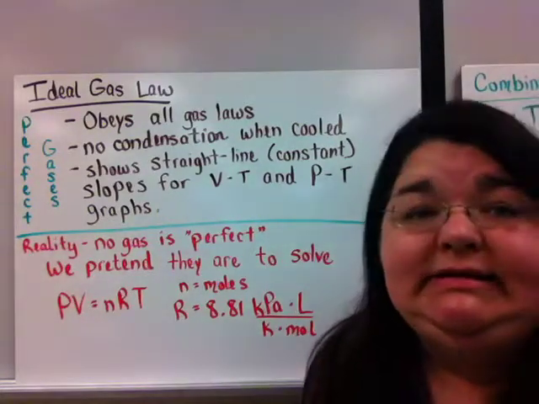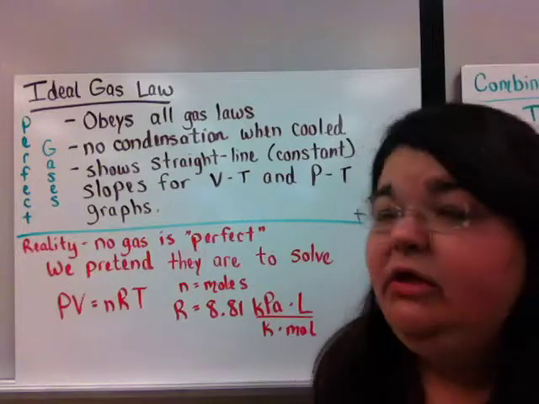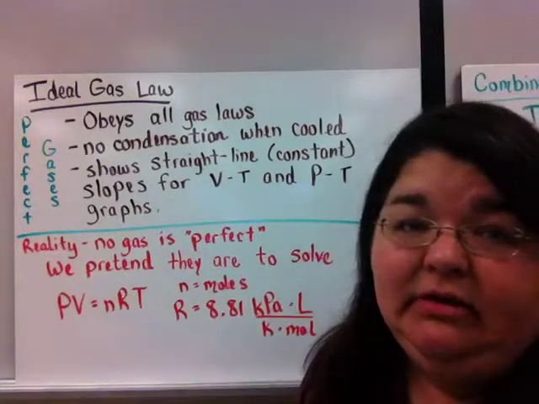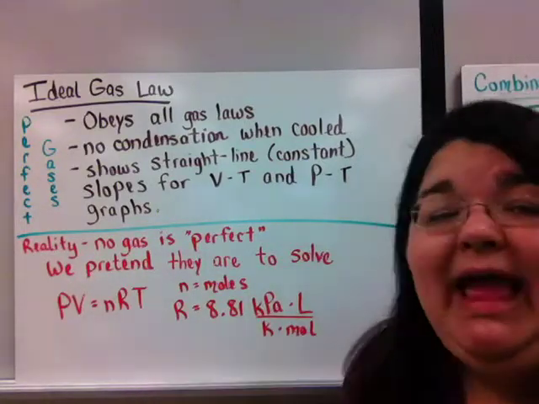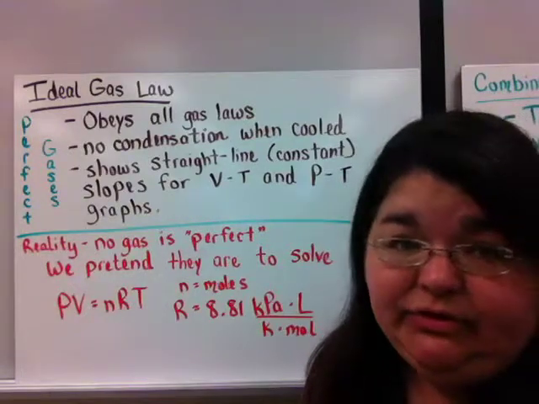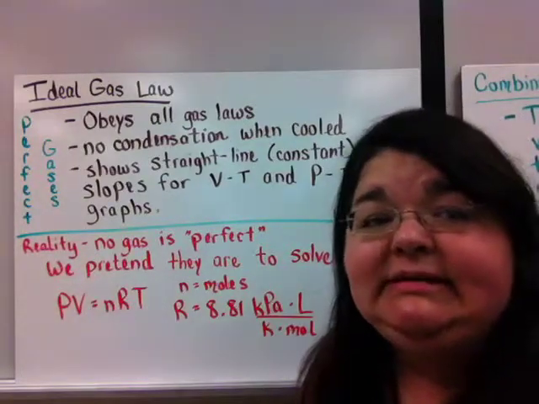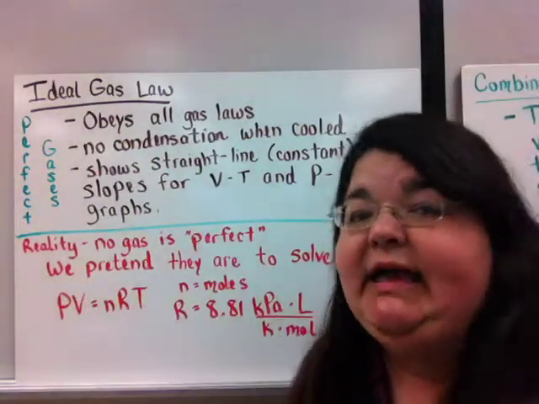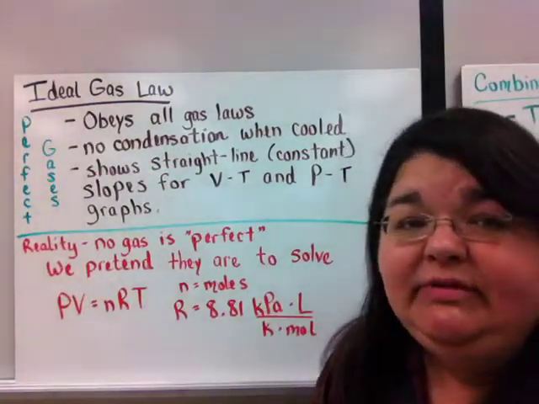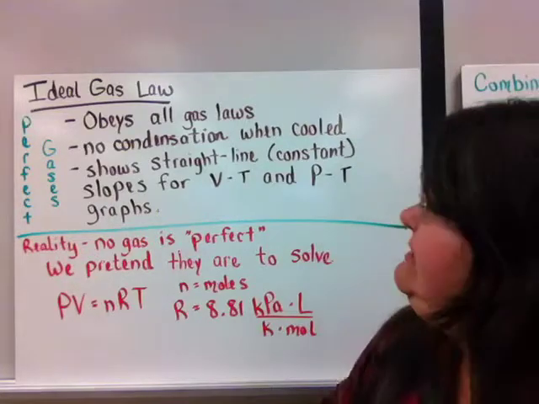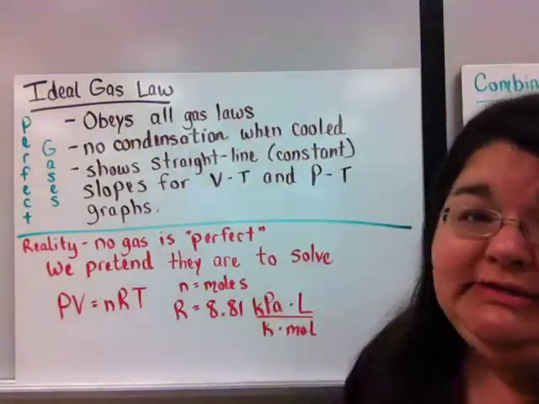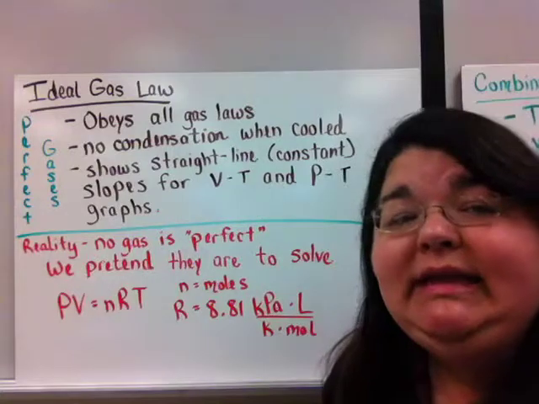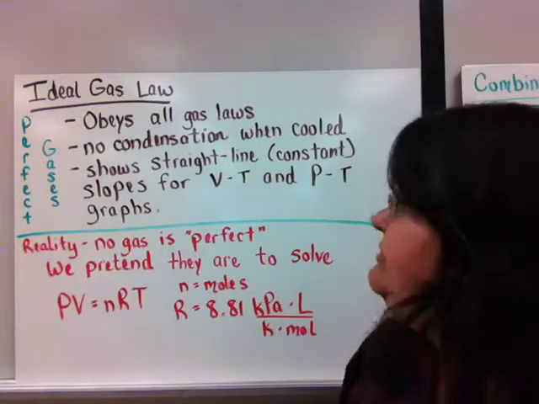Okay, and that leads us to our last gas law, which is the ideal gas law. The ideal gas law has a lot of things that have to be true before you can say a gas is an ideal gas. I like to think of it as a perfect gas. So these are the things that have to be true for a gas to be perfect. It must obey all the gas laws, and it cannot condense as it cools.